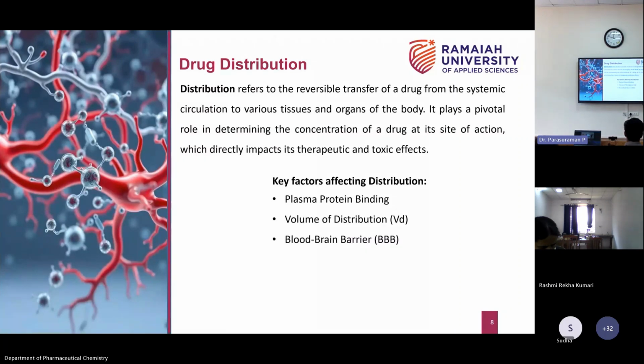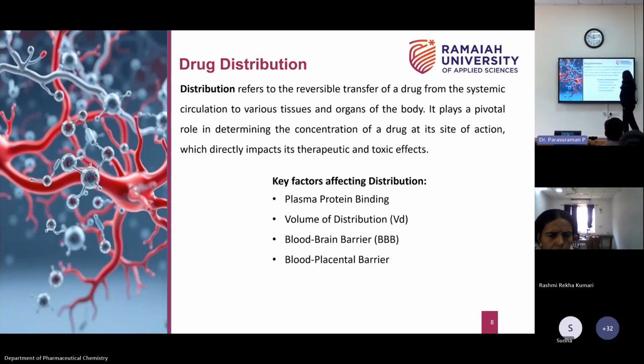Third is the blood-brain barrier. In the blood-brain barrier, I think you all know, it won't let all compounds cross. There are some criteria, like the compound should be lipophilic in nature and smaller in size, then it will pass. And also the blood placental barrier. When a woman is pregnant and we are taking any drugs, the drug should not cross to the fetus. This barrier plays an important role in that. Some drugs like alcohol will pass. That's why they tell us not to consume it during pregnancy.